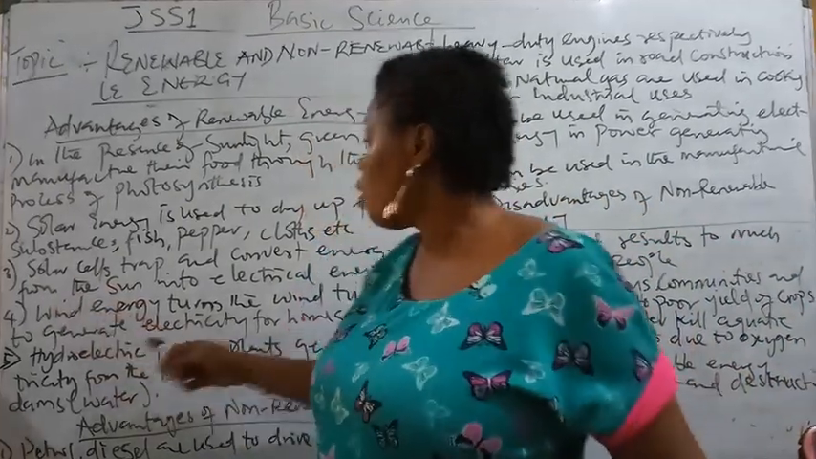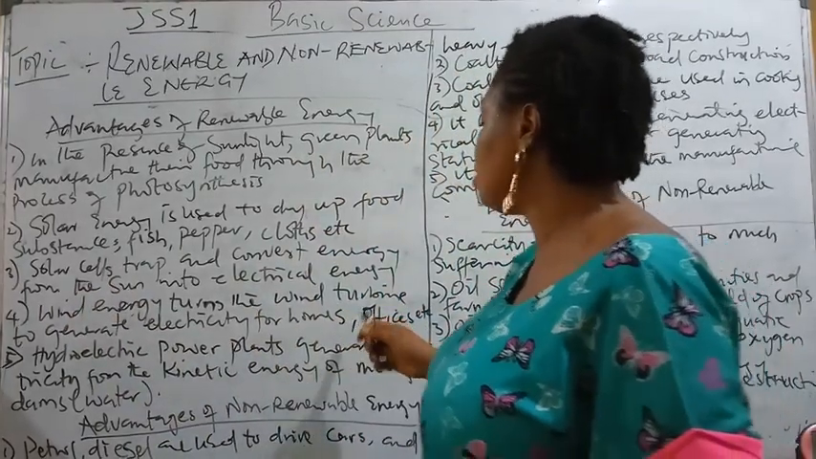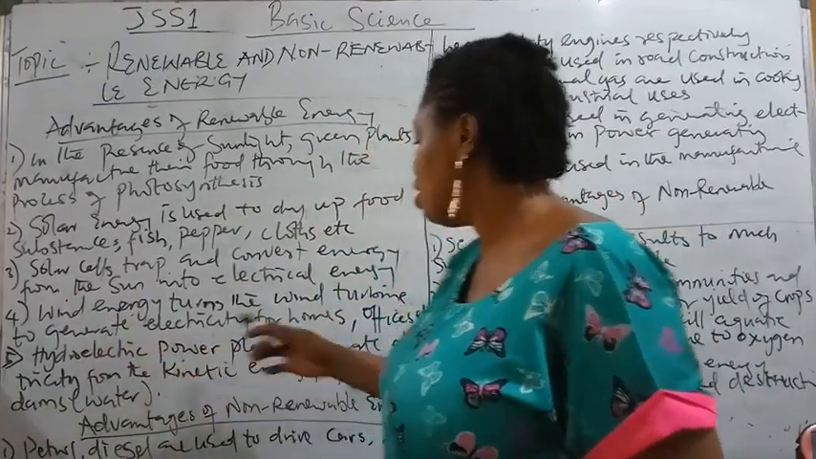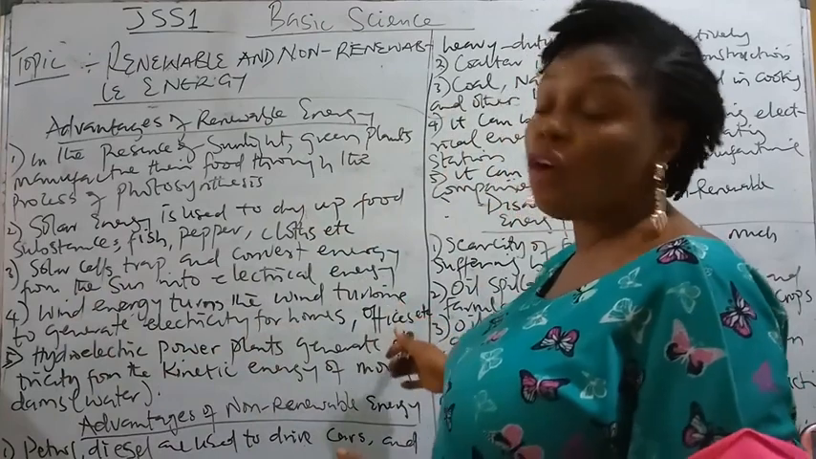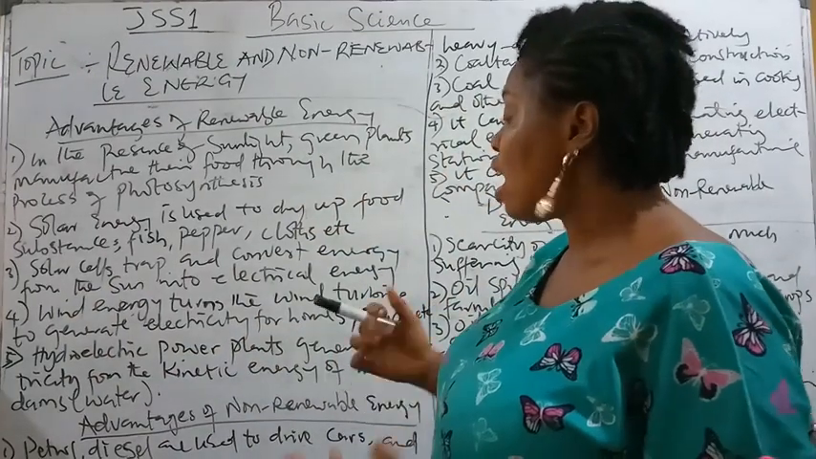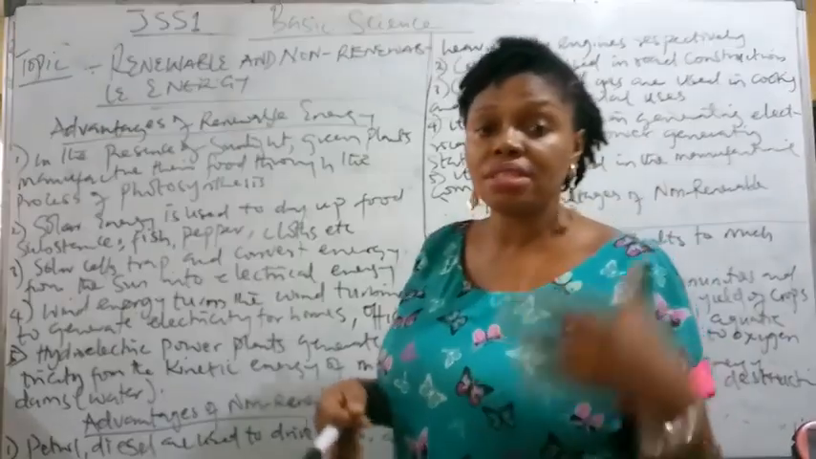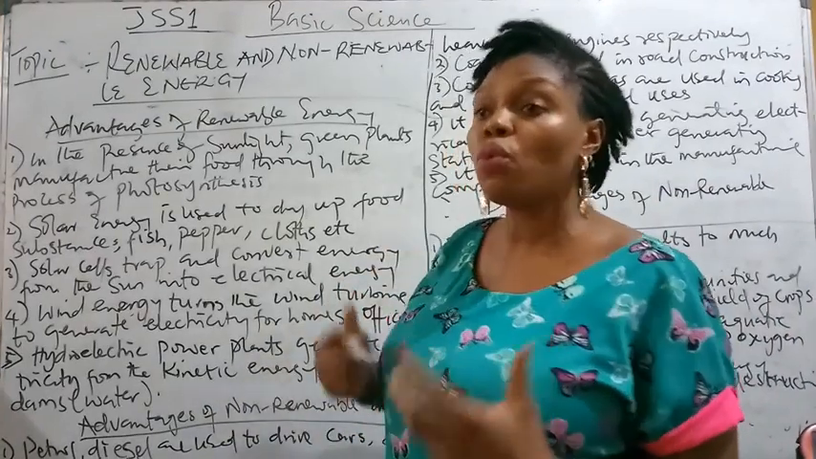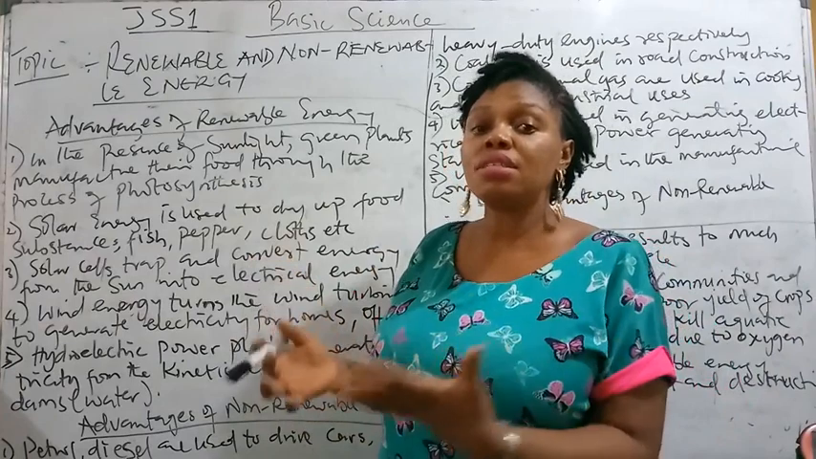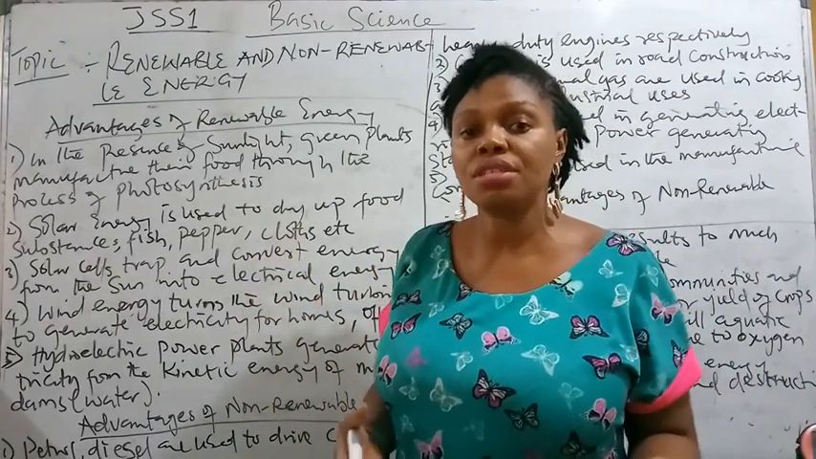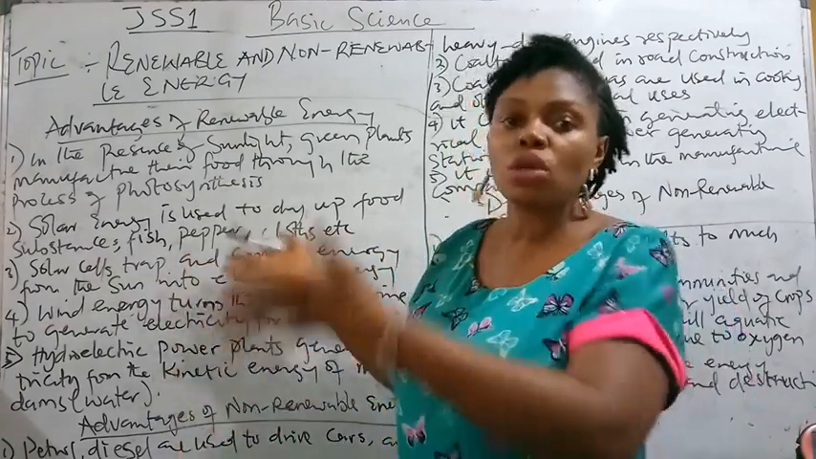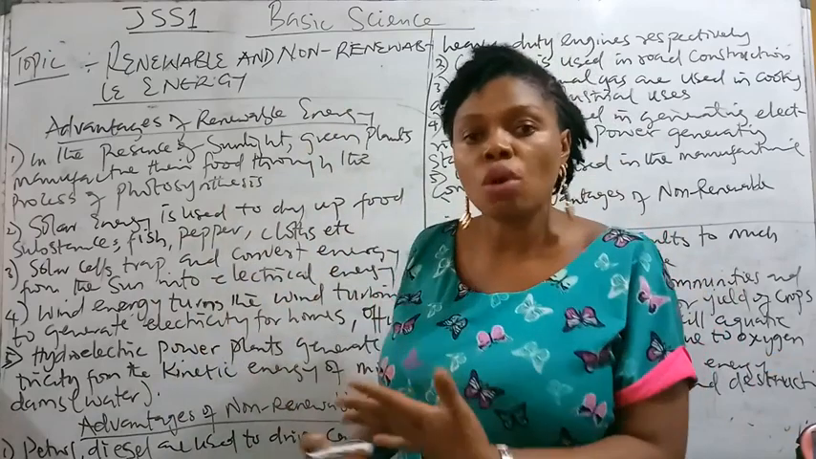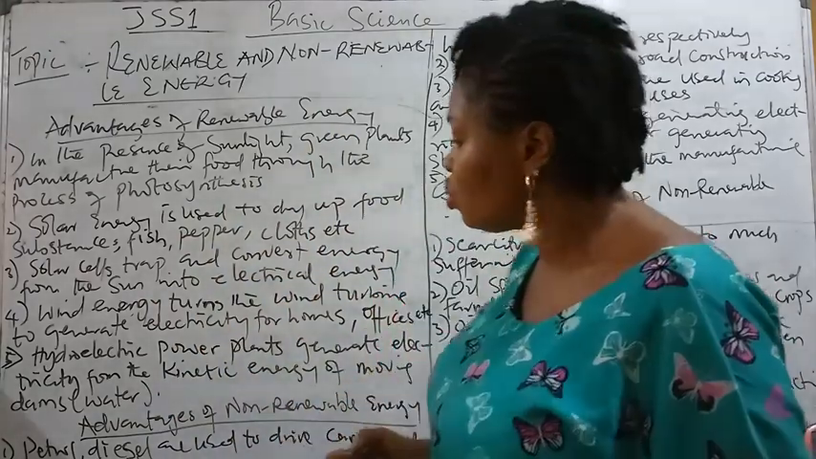Number four, wind energy. It turns the wind turbine to generate electricity for homes, offices, and so on. Our turbines generate electricity. In my area where I come from, we use turbines. And what helps this turbine to generate electricity is the wind. When the wind comes in, it helps the turbine to generate electricity.